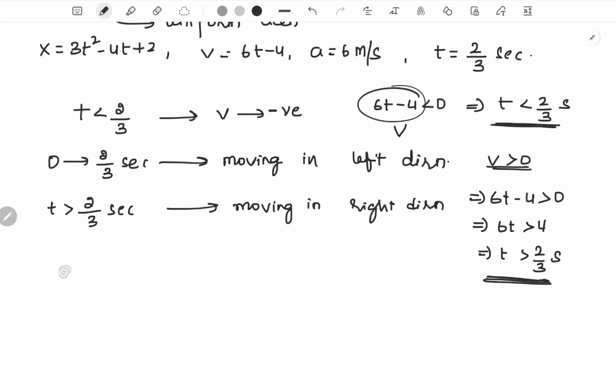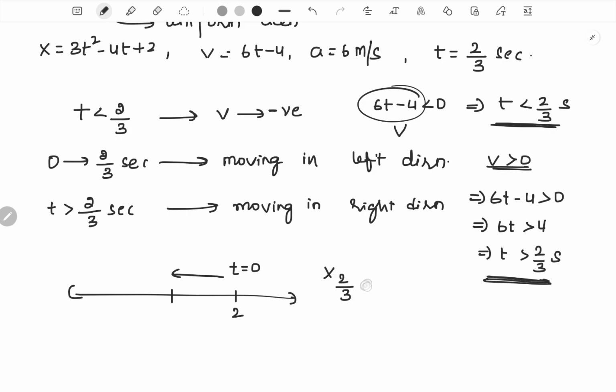Let's take an x-axis to understand this better. We already calculated the position of the particle at t equal to 0, and we got x is equal to 2. So at t equal to 0, the particle was at x equal to 2, and it started moving in the left direction until 2 by 3 seconds. At 2 by 3 seconds, velocity became 0, and then it started to move in the right direction. So let me try to calculate its position at 2 by 3.